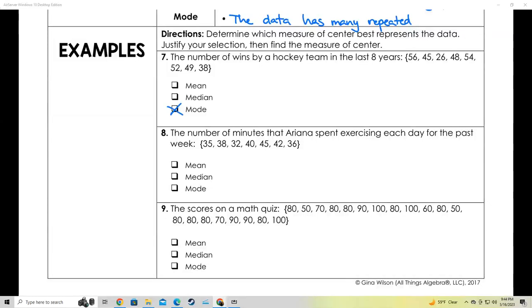Are there any outliers here? Well, that 26 looks like it might be kind of far from everyone else. So that 26 kind of scares me compared to the other numbers that tend to be in the 50s and the 40s and whatnot. So I'm not going to pick the mean in this case. I'm going to pick the median. So I kind of already said it, right? So no repeated numbers, and there's an outlier.